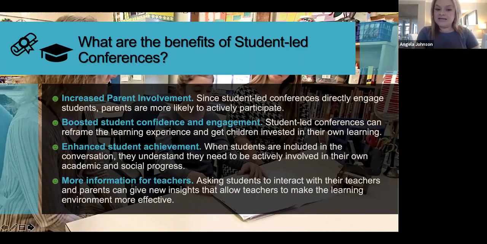The third one is enhanced student achievement. When students are included in the conversation, they understand they need to be actively involved in their own academic and social progress. That's huge. The next one is more information for teachers. Asking students to interact with their teachers and parents can give new insights that allow teachers to make the learning environment more effective. So that's huge.